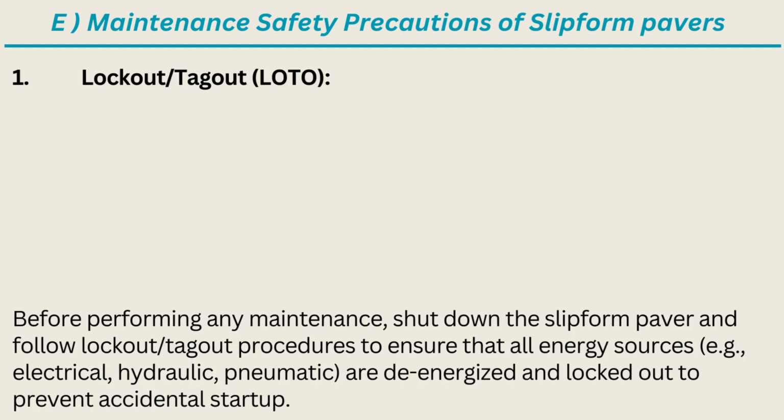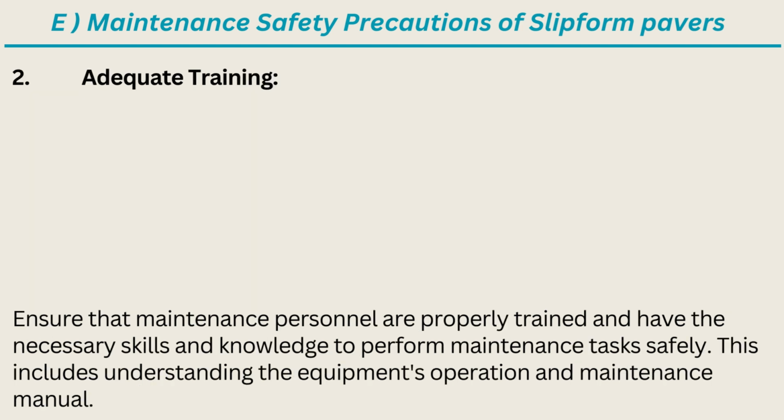1. Lockout/tagout, LOTO. Before performing any maintenance, shut down the Slipform Paver and follow lockout/tagout procedures to ensure that all energy sources, e.g., electrical, hydraulic, pneumatic, are de-energized and locked out to prevent accidental startup. 2. Adequate training. Ensure that maintenance personnel are properly trained and have the necessary skills and knowledge to perform maintenance tasks safely. This includes understanding the equipment's operation and maintenance manual.